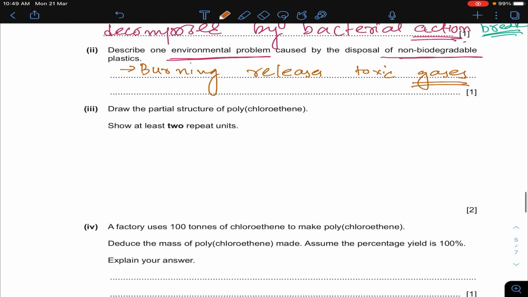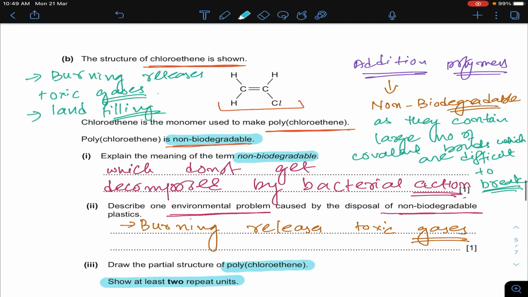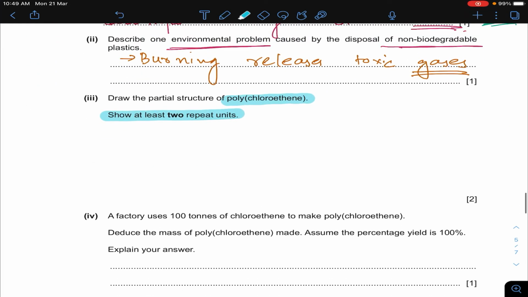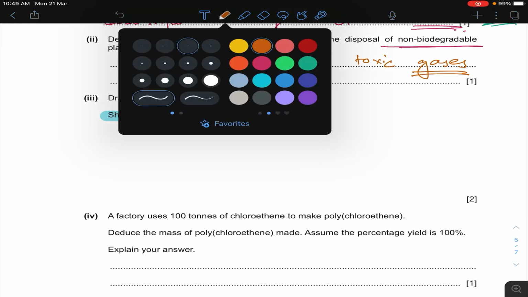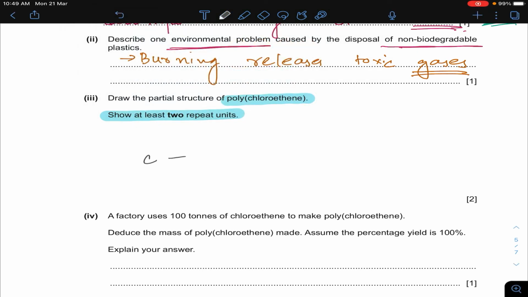Draw the partial structure of polychloroethene. Show at least two repeating units, two repeats. So polychloroethene, we have a double bond between carbon atoms and a chlorine atom attached to one of the carbon atoms. So to draw two repeats, just draw two carbon atoms, 1 and 2. Right now, one of the carbon atoms has Cl, this one also has Cl, rest are hydrogen atoms.